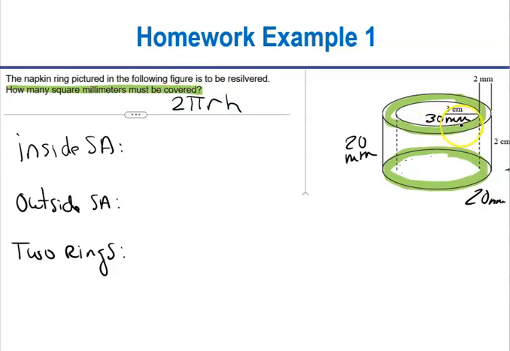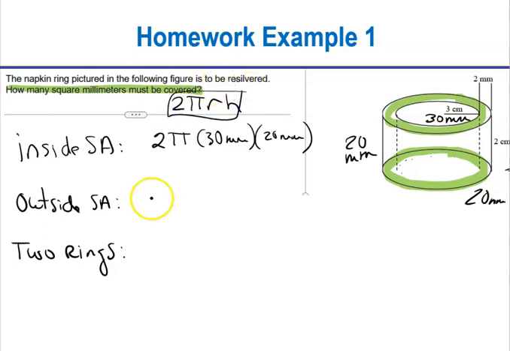Okay, well the inside is 30 millimeters. So it's going to be 2 pi, and that's 30 millimeters, times the height, which is 20 millimeters. You cool with that? All right, how about the outside? Same formula, different stuff we got to plug in though. So it's 2 pi. Okay, now the radius, the r value, well, it's 30 millimeters plus 2 more millimeters because of the thickness. So the outside is 32 millimeters times the height is still 20 millimeters.